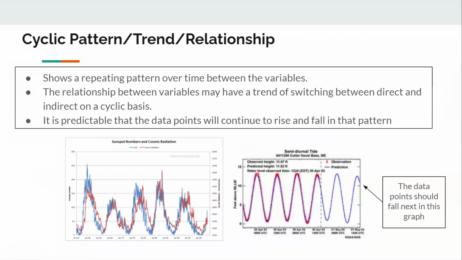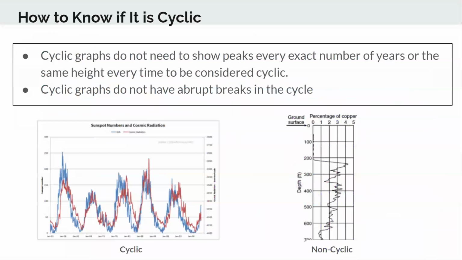Next is cyclic patterns or trends in relationships. So you can see here, cyclic patterns look like a graph that's just going up and down like this. And this is very common actually in nature, and you'll see a lot of this in earth science. We can call something cyclic when it's not only going up and down repeatedly, but the intervals at which it's going up and down are also about the same every time. This makes cyclic graphs predictable.